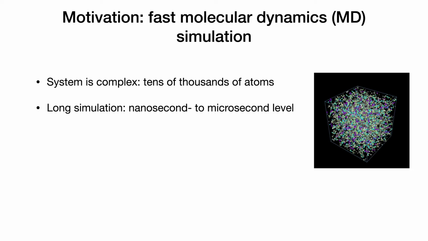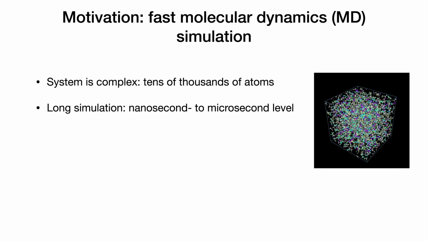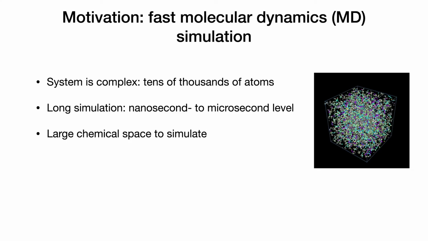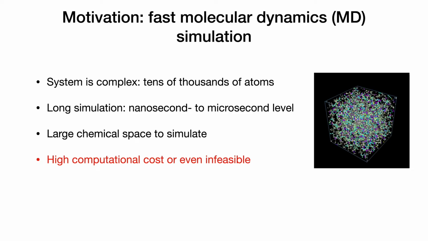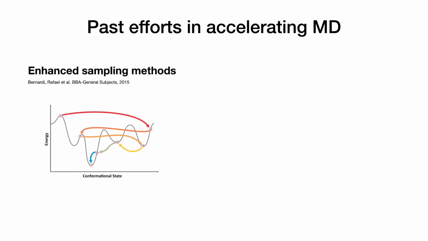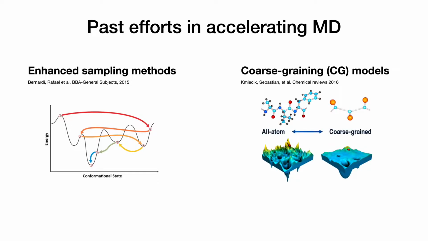Each long simulation is a sequential process that requires long wall clock time to finish. Moreover, we often face a large chemical space in practice. High computational cost is a major limitation of MD simulation. To resolve the challenge of high computational cost and enable MD for higher spatial temporal scales, past work has studied techniques such as enhanced sampling methods that bias the potential energy surface, and coarse-graining models to reduce system complexity.